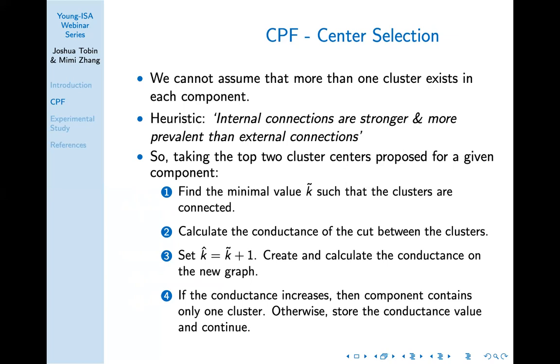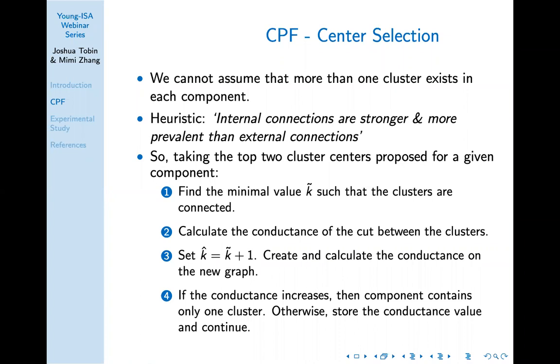We can't compute the conductance, though, of no partition, right? We can't compare the conductance of a cut versus no cut. So what we need to do is use a heuristic rule that there should be stronger and more prevalent internal connections than external connections across a cut which we would want to accept.